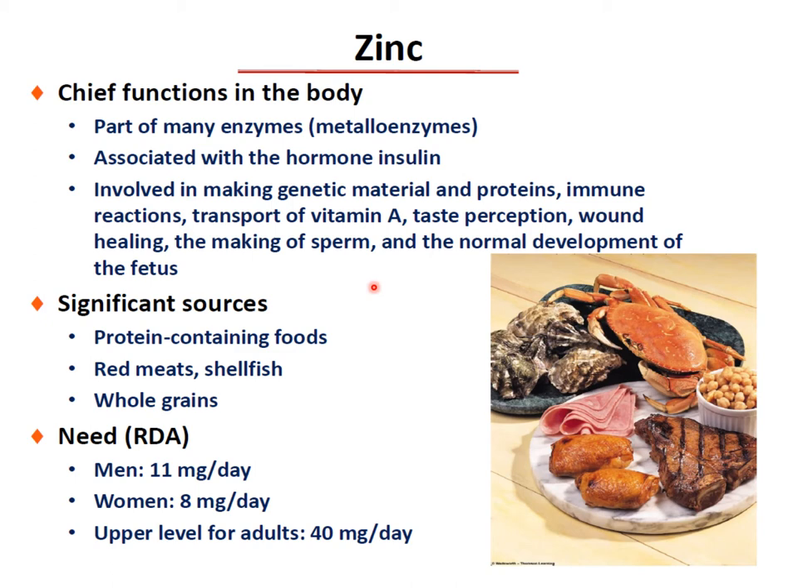Significant sources of zinc are protein-containing foods, red meat, shellfish, and whole grains. The daily requirement is about 11 mg per day in men and 8 mg per day in women. The upper level for adults is a maximum of 40 milligrams per day.